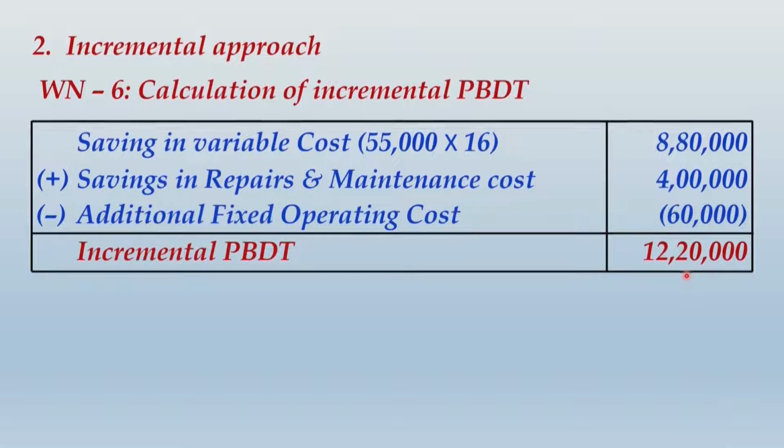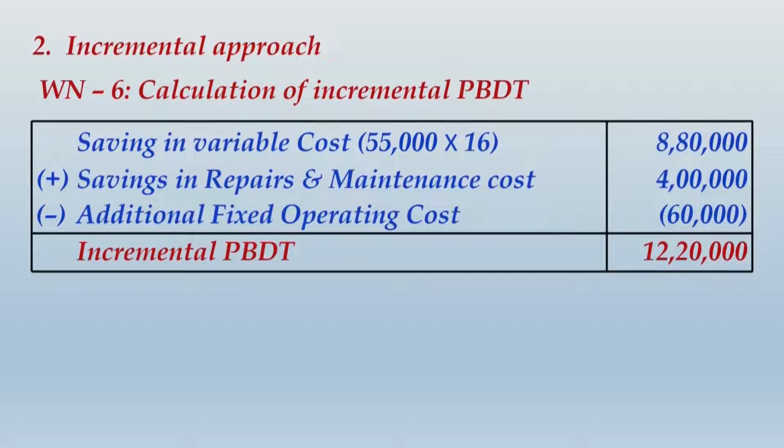Look at one thing, you can check your earlier workings. When you computed PBDT, if replacement is not carried out, it was 19,80,000. PBDT, if replacement is carried out, was 32 lakhs. Difference between the two is 12,20,000. So please write up this working as well, and then I take you ahead.